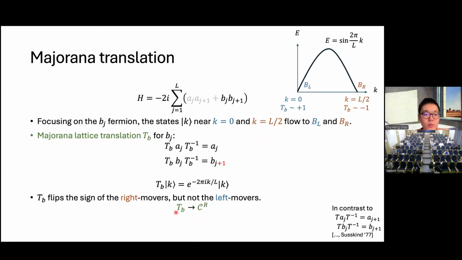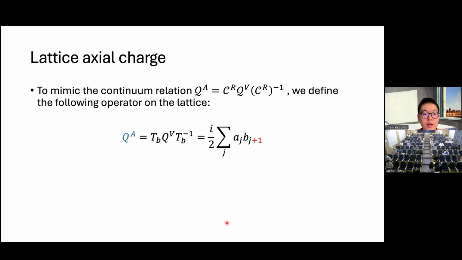Okay, so we have achieved halfway what we want. We have identified a lattice symmetry, the Majorana lattice translation, that goes to a right-moving charge conjugation in the continuum. So now what do we do? We just mimic the continuum relation here to define the following operator on the lattice. We take our QV, the vector charge, and conjugate it by the Majorana lattice translation.